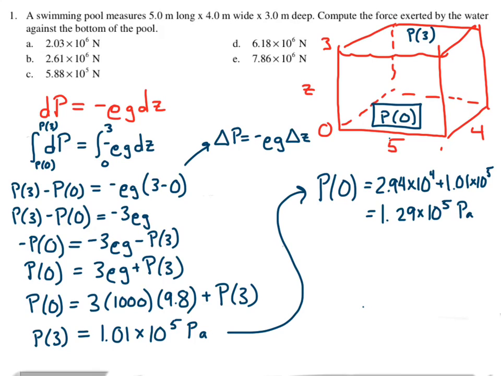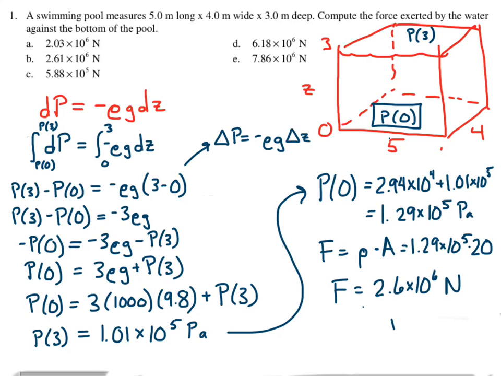So you're going to get P of 0 equals 1.29 times 10 to the 5th pascals. A lot of you got this for your pressure at the bottom of the pool, just this part. And then when you multiplied that times the area, which is 20, you all ended up with this answer choice right here. But this is actually the pressure at the bottom of the pool. And when you multiply that by 20, you get the force, which is 2.6 times 10 to the 6 newtons. So the correct answer really was B.